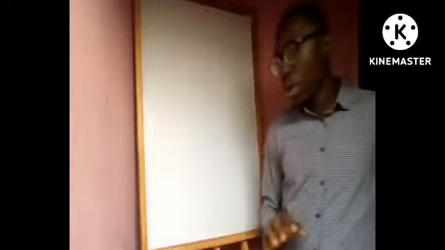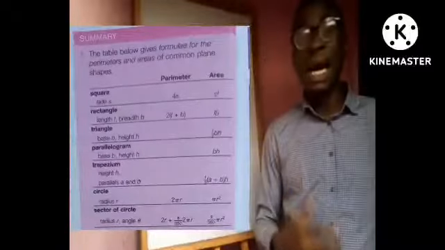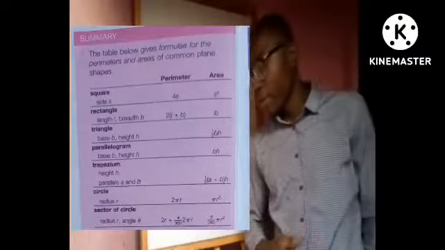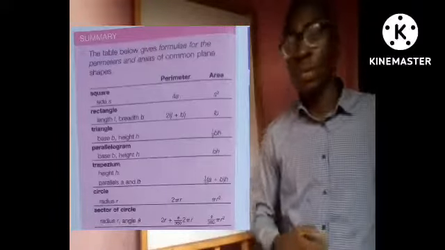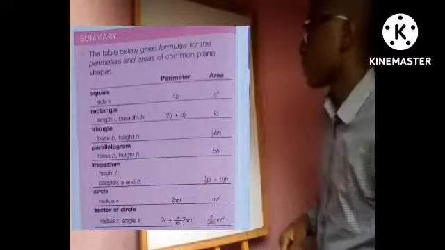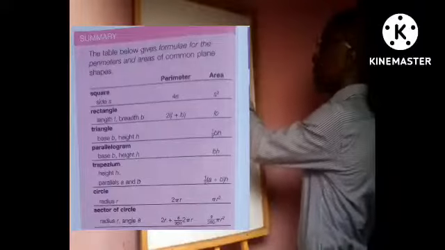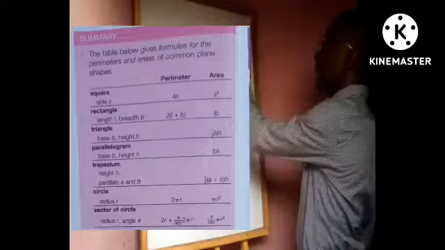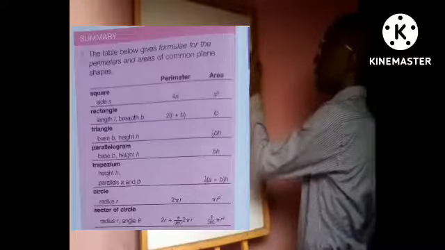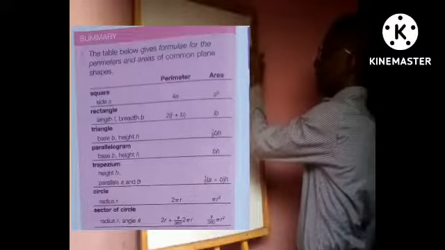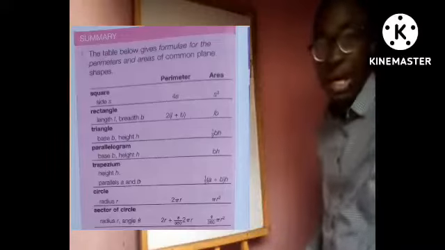Now let's talk about your square. This table is a table of the perimeter and the area of plane shapes. Your square has a perimeter of 4s, where s is the side of the square. A square looks something like this. This is how a square looks, and all sides are equal. So when this is s, this will also be s, and when the up is s, the side will also be s. So a square has all sides equal.